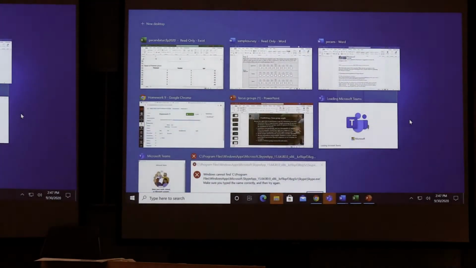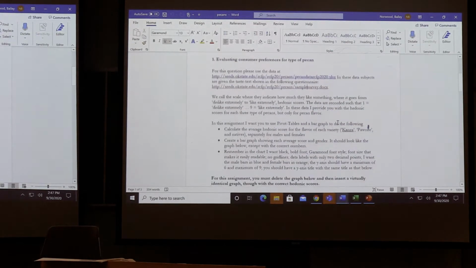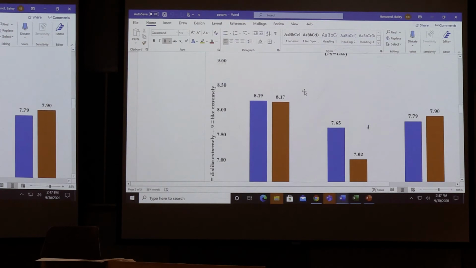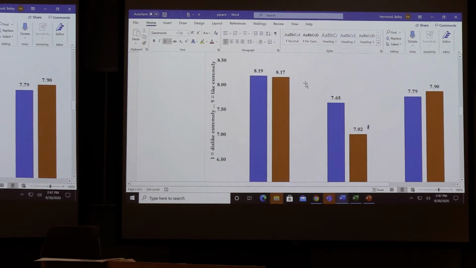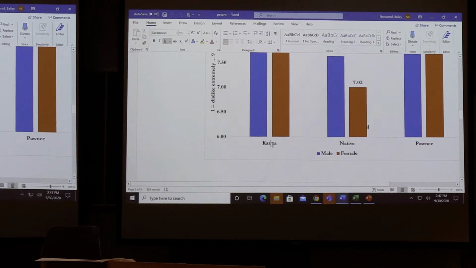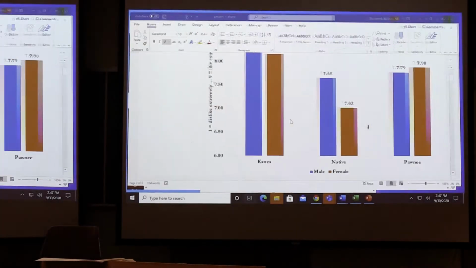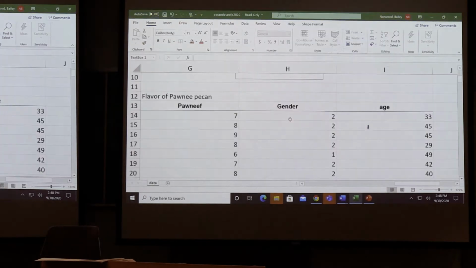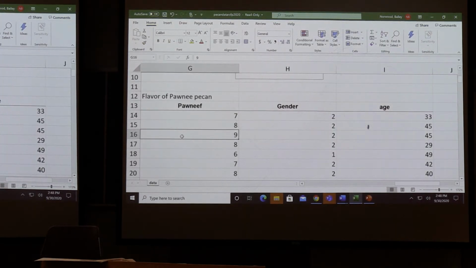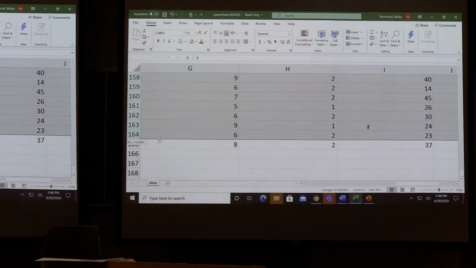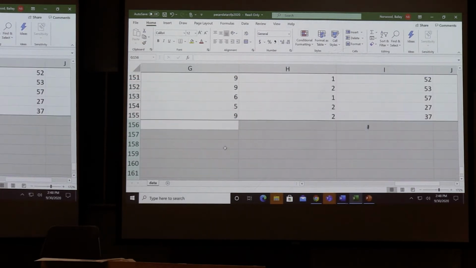What I'm wanting, again, is a graph like this that shows the hedonic scores for Kanza. So these are the scores for Kanza, where the blue is male and the orange is female. And a way to do that, what I'm going to do first is delete some rows so we don't show you what the true numbers are, but I'll show you how to do it.